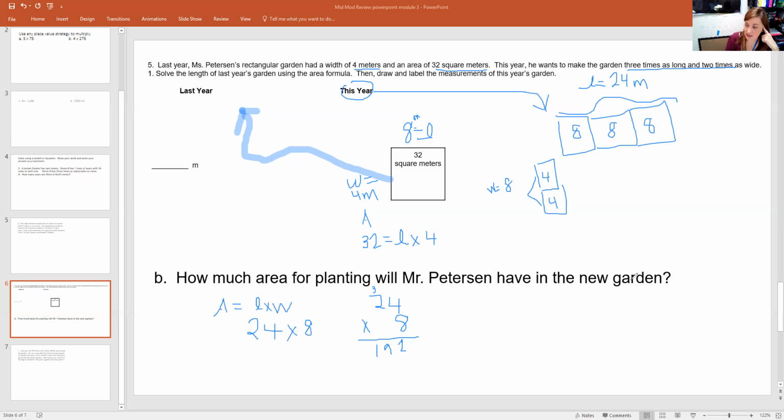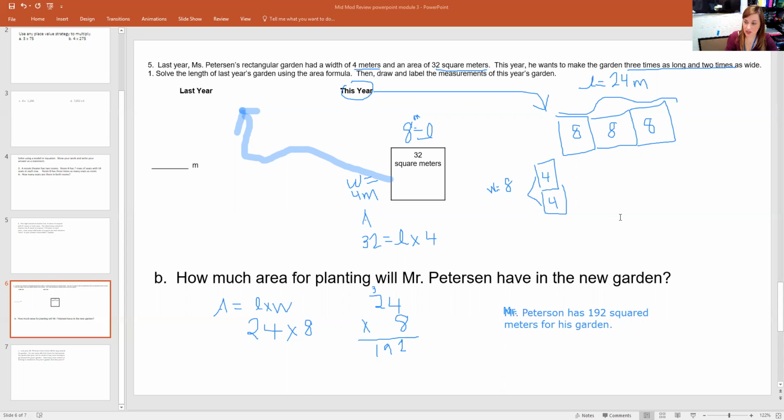So how much area for planting will Mr. Peterson have in the new garden? I would just say Mr. It's funny because it says he and it says Ms., but it's really supposed to be Mr. Okay, so we're just going to go ahead and keep going with this. Mr. Peterson has 192, and we always do squared units, so we're going to say squared meters for his garden.